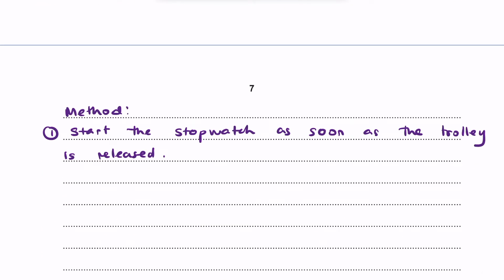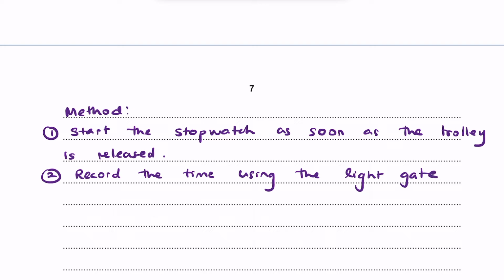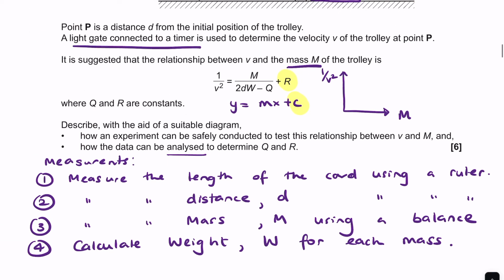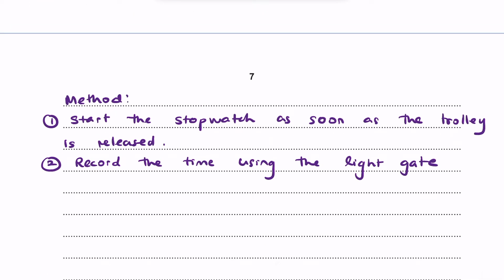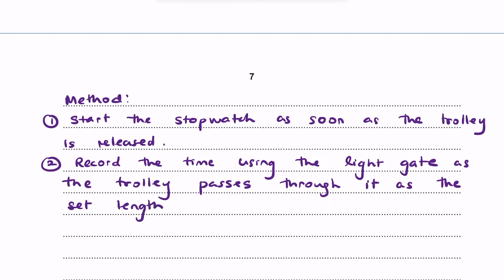The next point will be to record the time taken using the light gate, because the light gate is connected to a timer, as it says right here in the question. So record the time using the light gate as the trolley passes through it, as the set length of the card cuts the light beam.